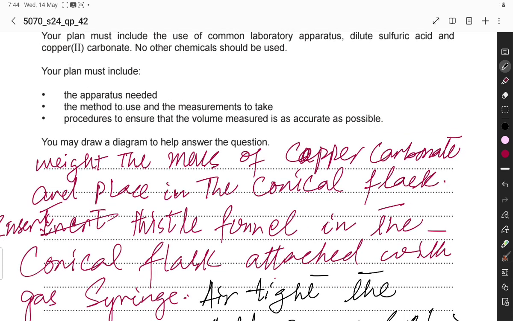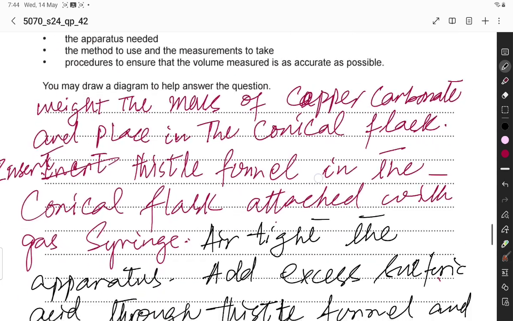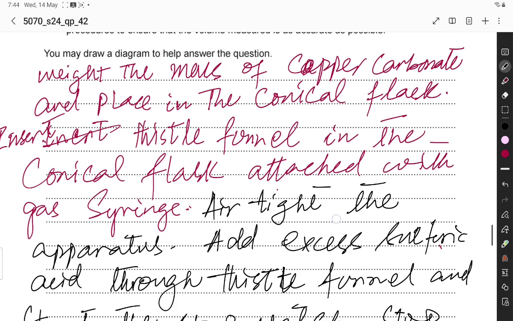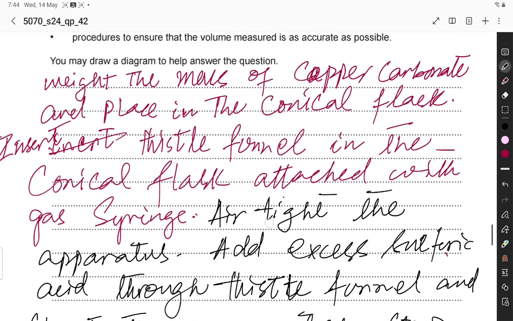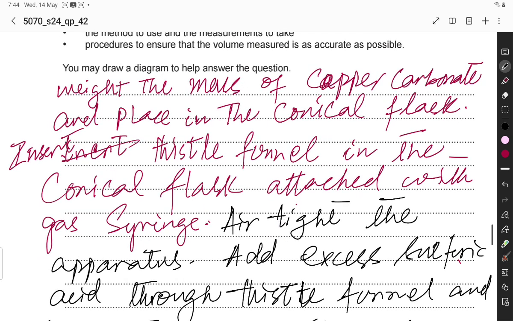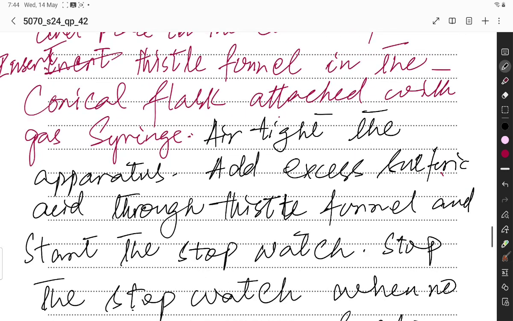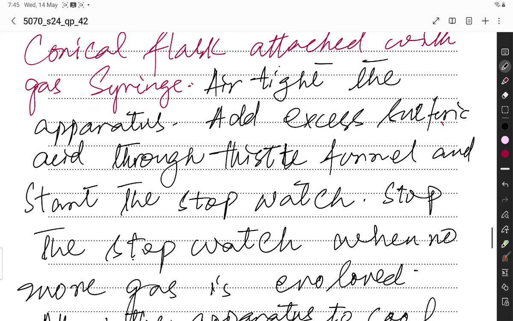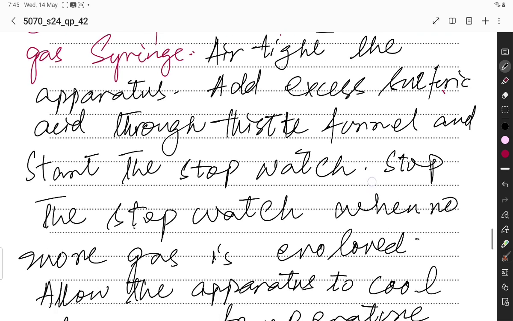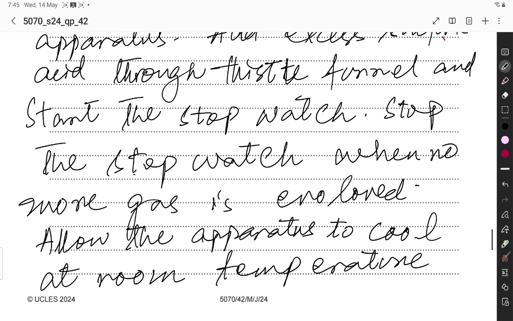Your plan must include the apparatus needed, the methods used, and the measurements to take, and procedures to ensure that the volume measured is as accurate as possible. You may draw a diagram to help answer the question. So let's start. Weigh the mass of copper carbonate and place it in the conical flask. Insert the thistle funnel in the conical flask attached with the gas syringe. Make the apparatus airtight, add excess sulfuric acid through the thistle funnel and start the stopwatch. Stop the stopwatch when no more gas is evolved.